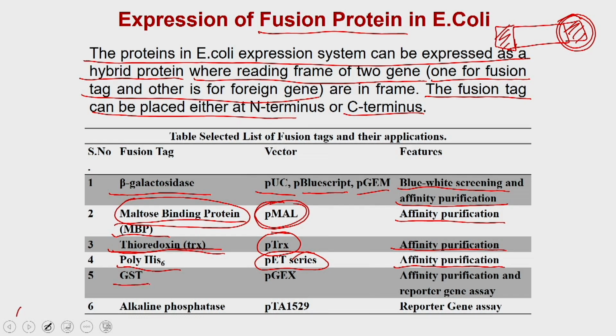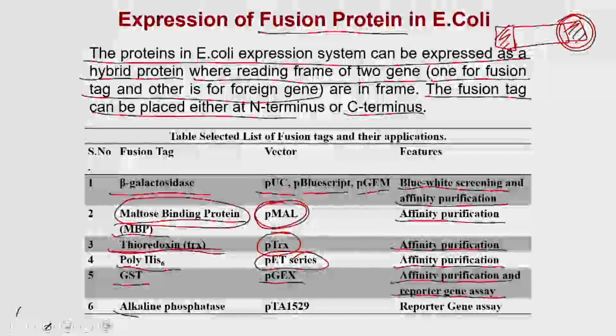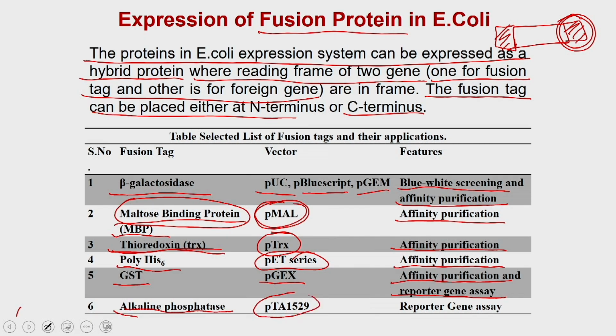Then you have the GST tag, the glutathione S-transferase tag, and the vector you can use is the many series of pGEX vectors, and that has the advantage that you can use it in affinity chromatography, or you can use this in the reporter gene assay. Similarly, you have alkaline phosphatase as a tag, and the vector you can use to generate the fusion protein is called pTA1529, and that has the advantage of using alkaline phosphatase in the reporter gene assay.